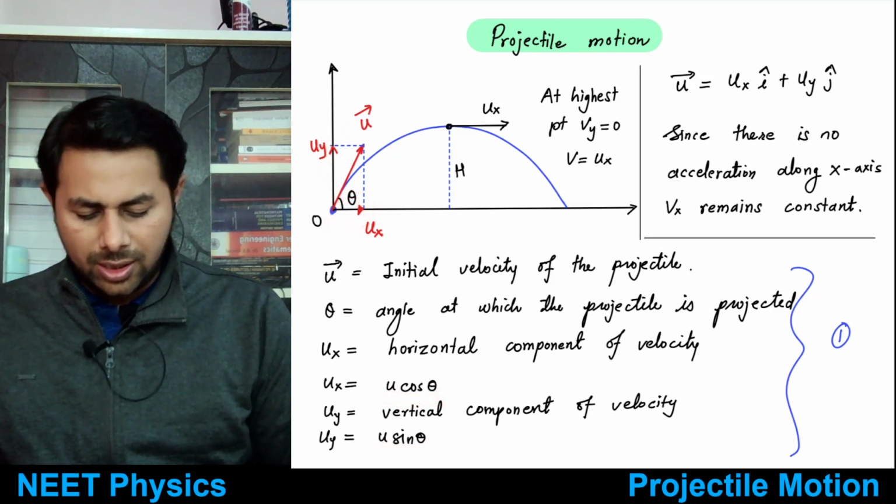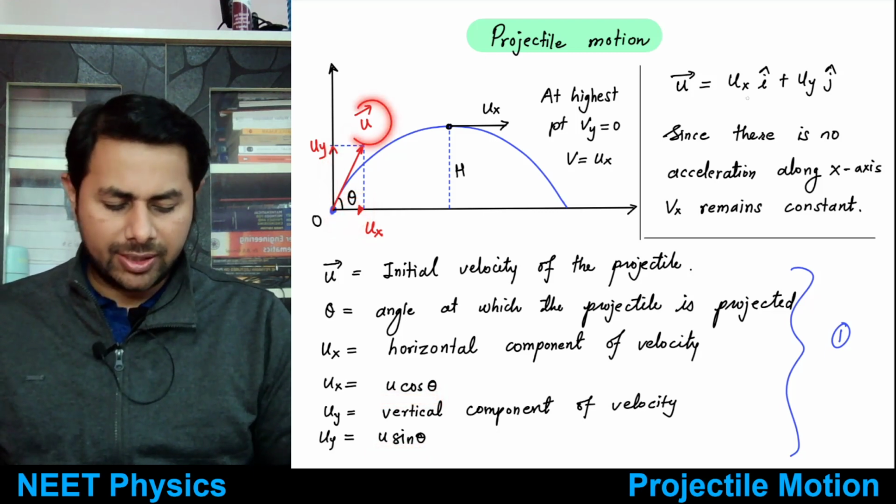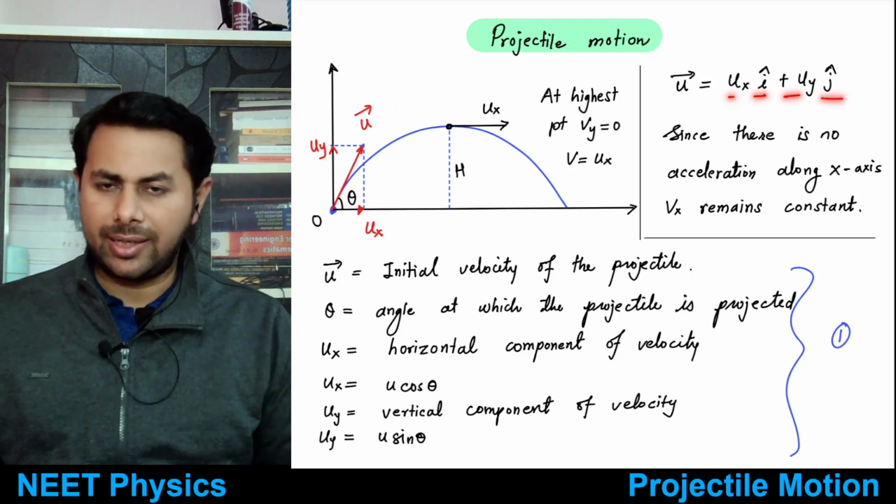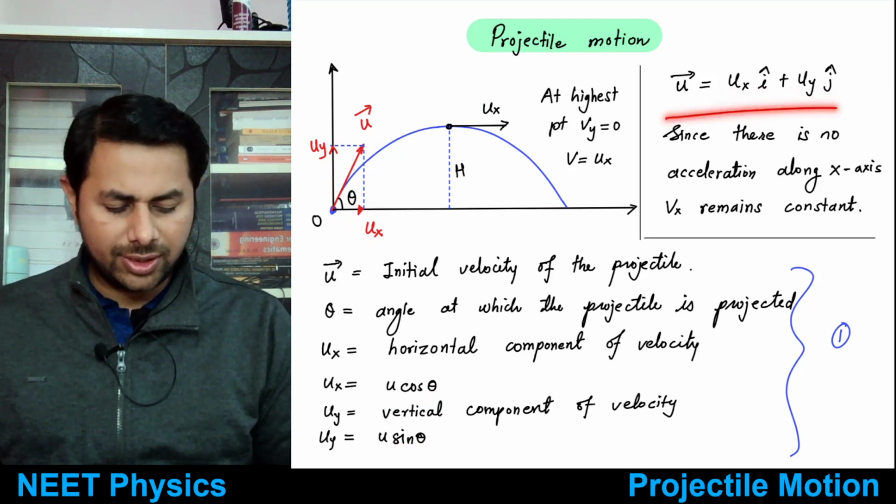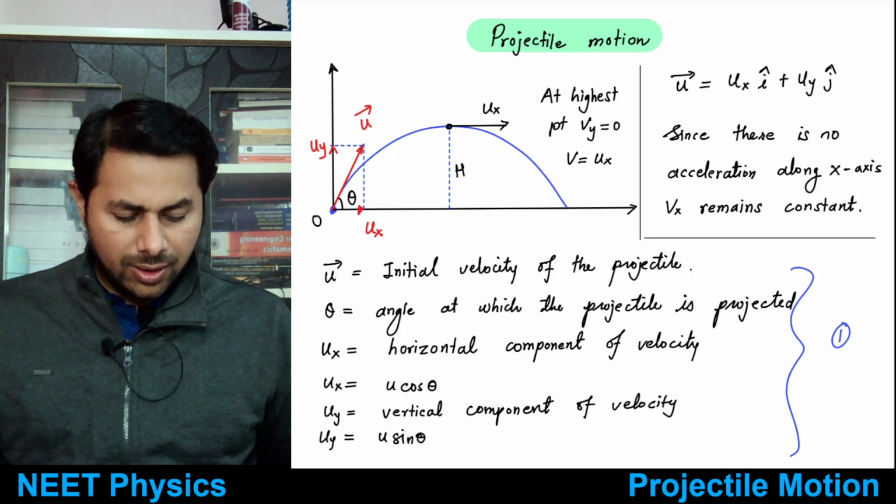And then how can you write u bar? U bar can be written as ux times i cap plus uy times j cap. So this is just plain resolution, right?